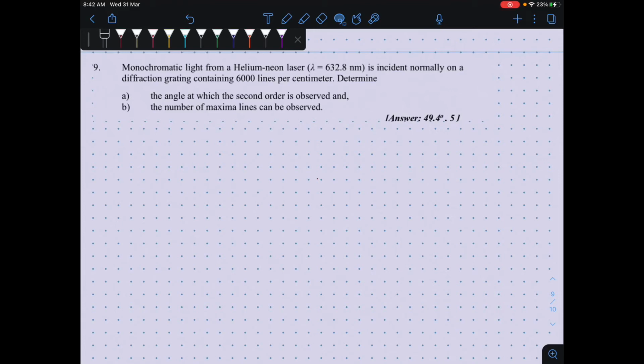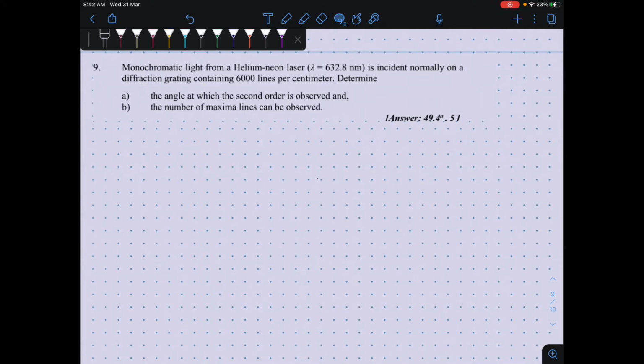We'll continue with our next question here. Question 9 from tutorial chapter 8. So what we have in this question is monochromatic light from a helium neon laser, lambda is equal to 632.8 nanometer, is incident normally on a diffraction grating containing 6,000 lines per centimeter. Determine the angle at which the second order is observed and the number of maxima lines that can be observed.